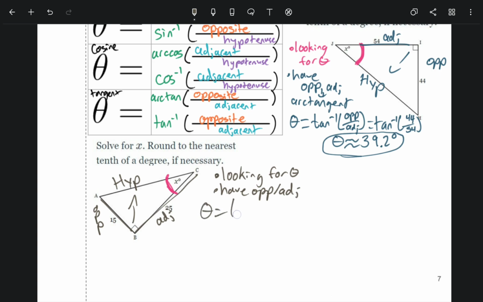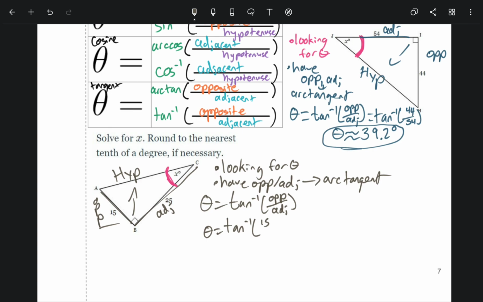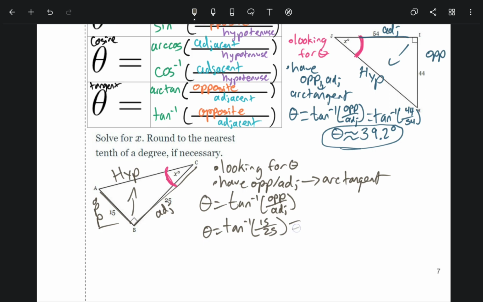Remember, our angle will equal the arctangent of opposite over the adjacent, so the length of those two sides. So our angle equals the tangent inverse of 15 as our opposite over 25, which is our adjacent. Plug that into a calculator, and the angle is going to be equal to about 31.0 degrees. And that is how we do our inverse functions.